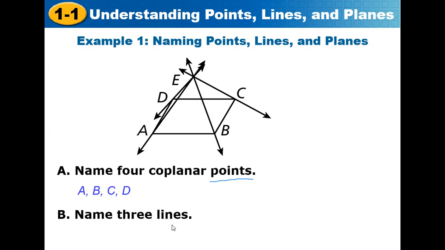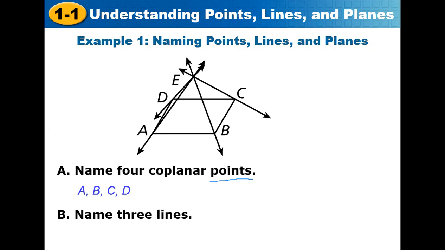Name 3 lines. Please try to think how we are going to find lines. A line should be a line and it has 2 arrows at the ends. So please concentrate and try to tell me the answer. Think how you are going to describe the lines.